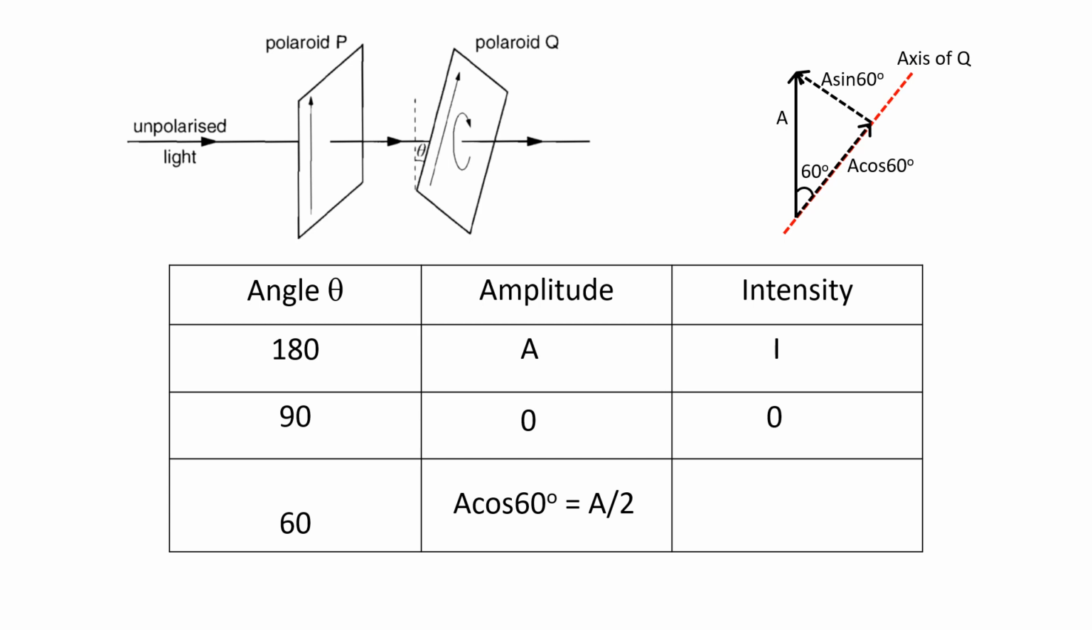And because intensity is proportional to amplitude square, so the intensity that now pass through is Ka square, or rather K bracket A over 2 square. And that you can deduce will be 1/4 of the intensity. So that completes question 14.